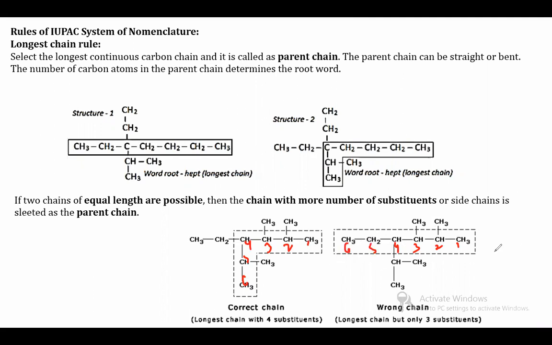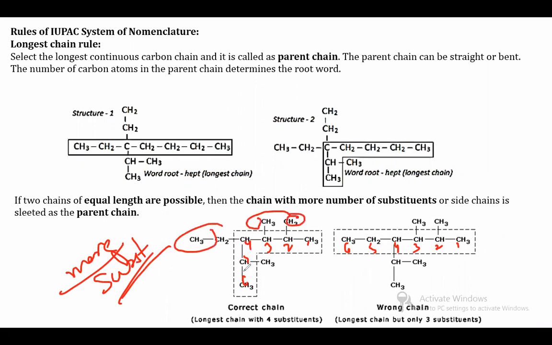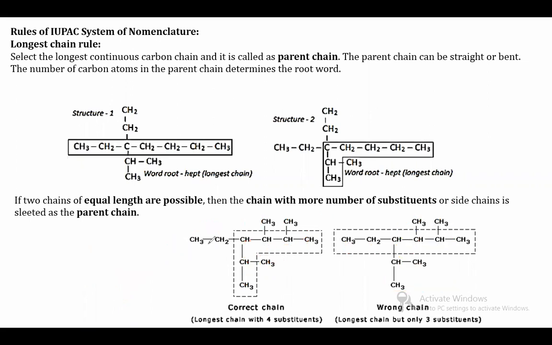What is the difference between them? In the longest chain, the one which has more substituent groups, the long chain should consist of more substituent groups. 1, 2, 3, 4 substituent groups in the first one. In the second one, we have 1 and 2 substituent groups, and this one 3 substituent groups. So this should be correct, and this is wrong. Why? Because more substituent groups should be present in the long chain, that is preferential.